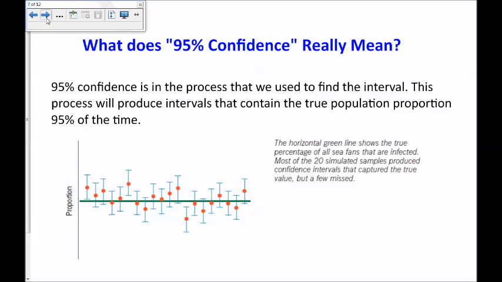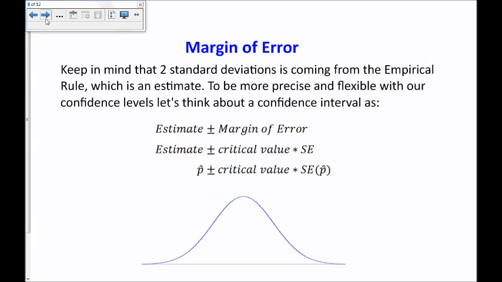So what does 95% confidence really mean? When you say you're 95% confident that this is true, the 95% confidence comes in the process that was used to find the interval. The process that was used will produce intervals that contain the true proportion about 95% of the time, which means you'll usually have it in there, but it's possible that it's not. Now, we talked about this being an interval, so there is some kind of margin of error.